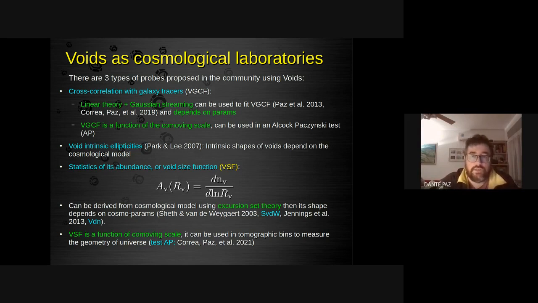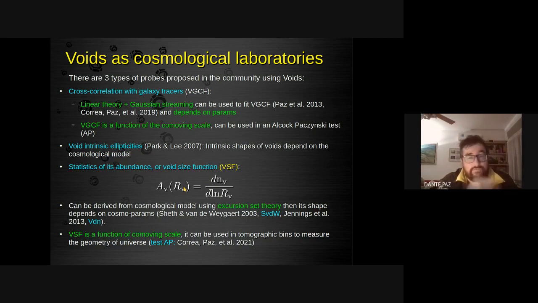Then we have the void intrinsic ellipticities. They refer to the dependence of the void shape distribution on cosmological parameters. It was shown by Park and Lee in 2007, but so far, at least as far as I know, there is no proposed test using this on real void data. And finally, we have the void size function that we are going to talk about here. This function gives you the number density of voids in a logarithmic interval of void sizes, as a function of the comoving size of your voids.